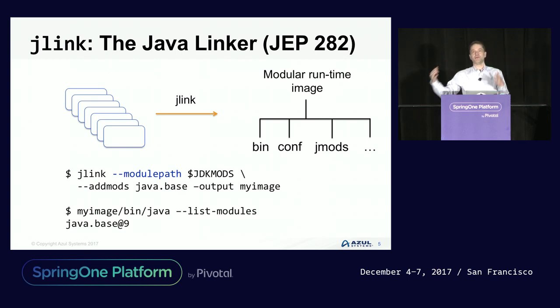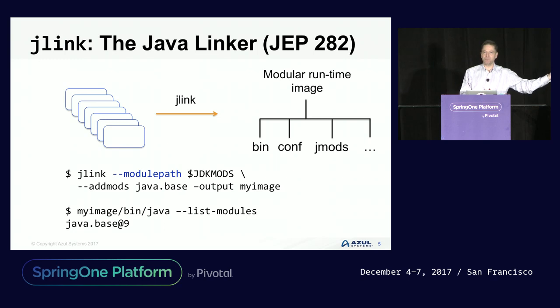Jlink will then create a directory structure for you that looks exactly like the JDK. It has a bin directory, a conf directory, lib, jmods directory, and so on. And if you go into the bin directory of that runtime when it's created, and you run something like java --list-modules, it will list out all of the modules that are available in that runtime.